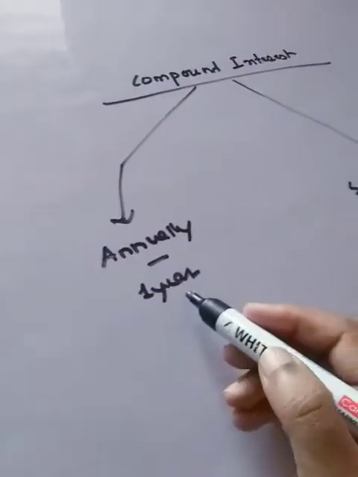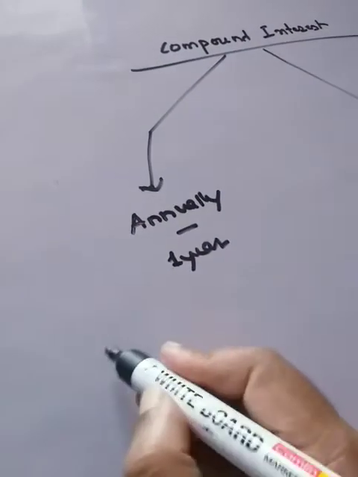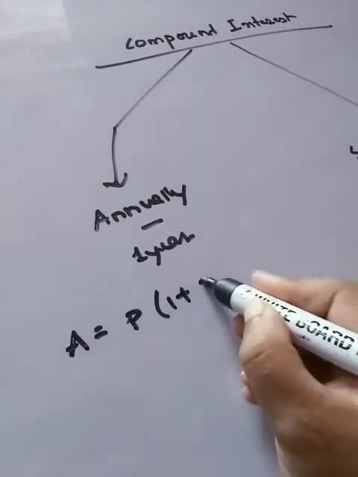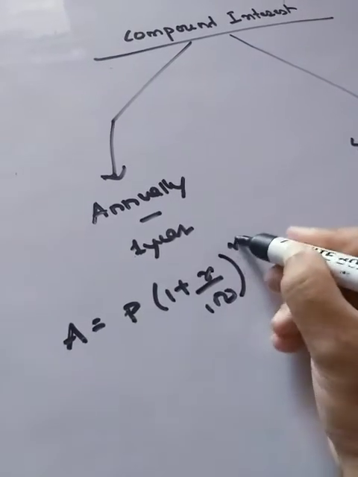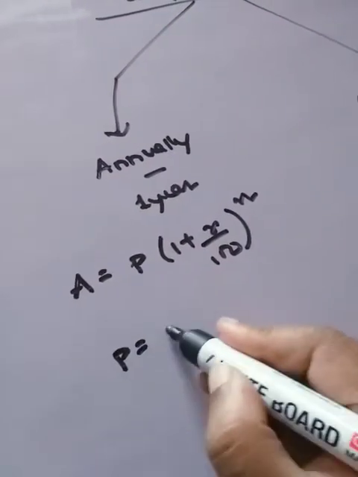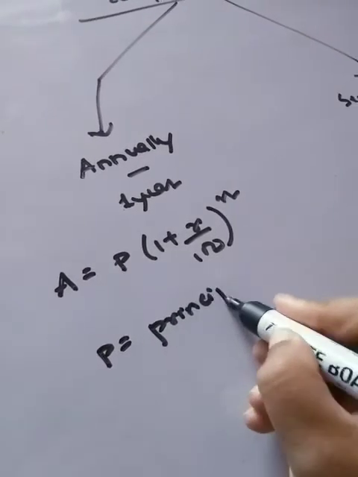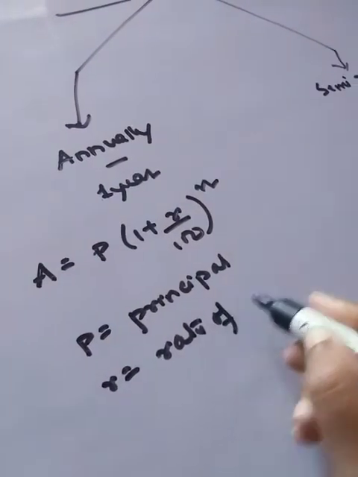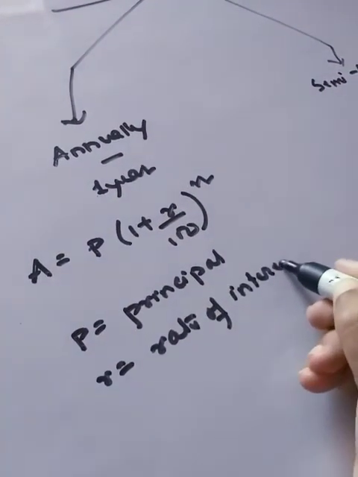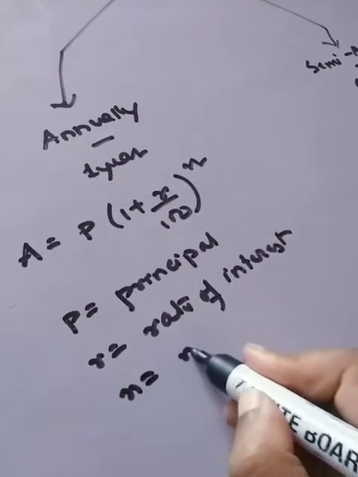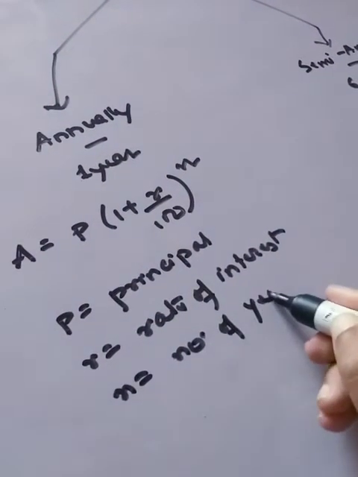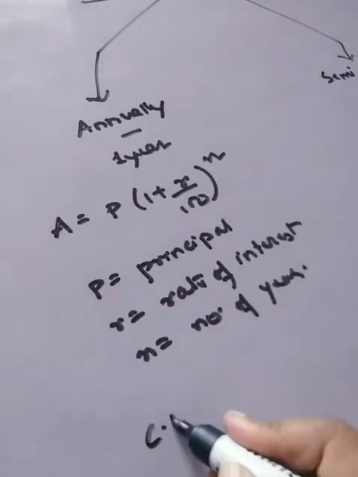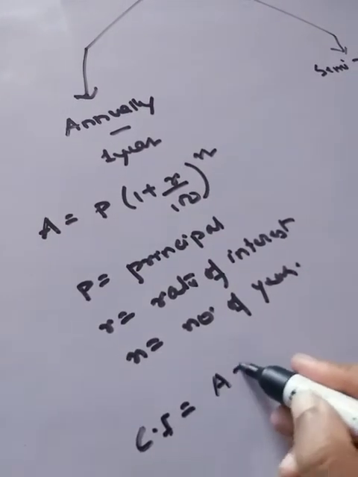When you have to find compound interest annually, the first thing you have to find is the amount. The formula of amount is P into (1 plus R upon 100) to the power n. P is principal, R is rate of interest, and n is number of years. Once you get the amount, then you can find the compound interest, which equals amount minus principal.